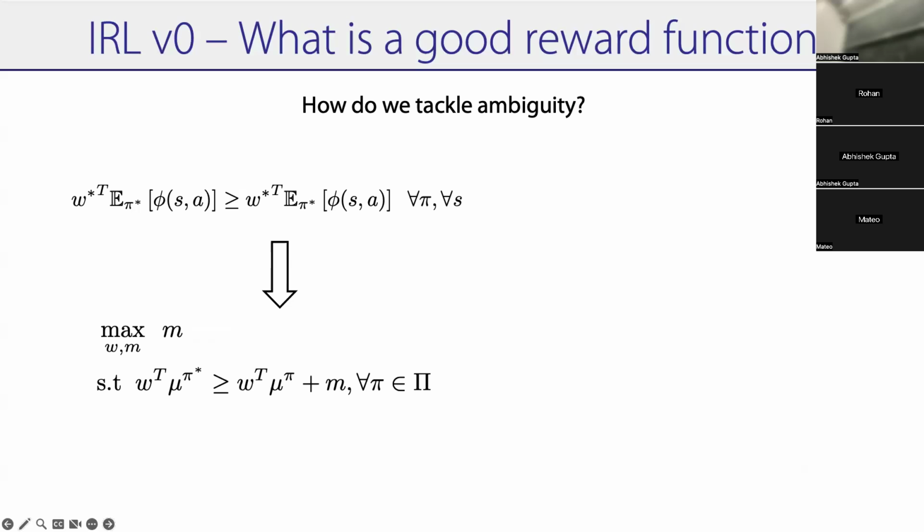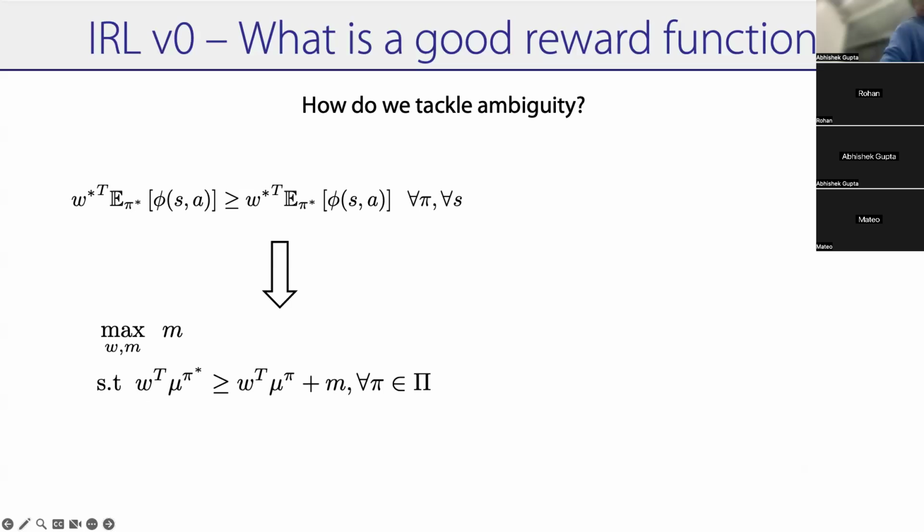You're trying to say, let's try to find a W which has as big a margin as possible when multiplied with mu pi star as compared to all other policies. And so the idea of max margin is that it tries to reduce ambiguity by finding the W which has as big a margin as possible from all other policies.